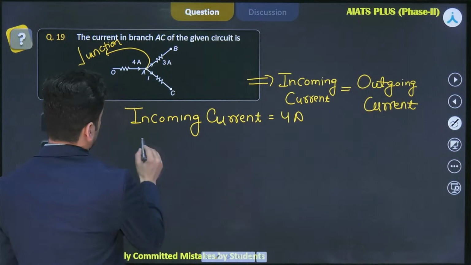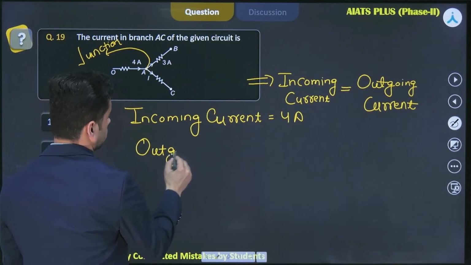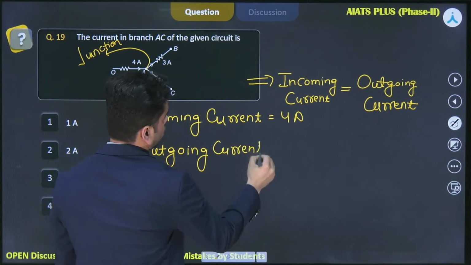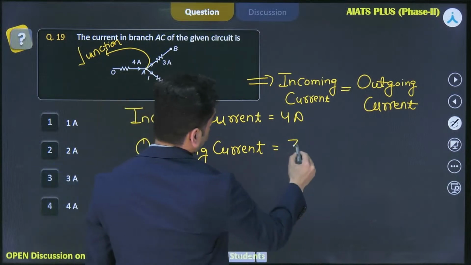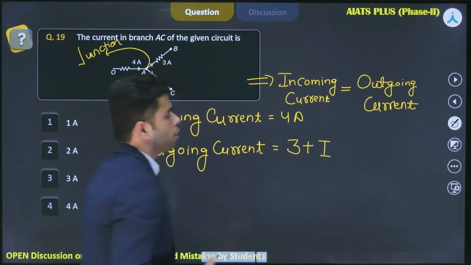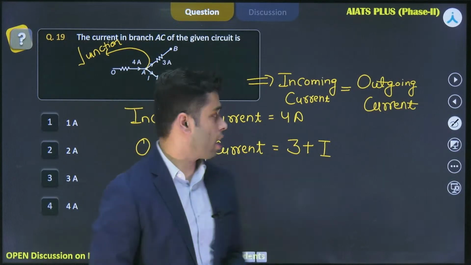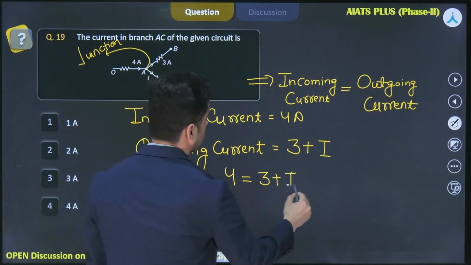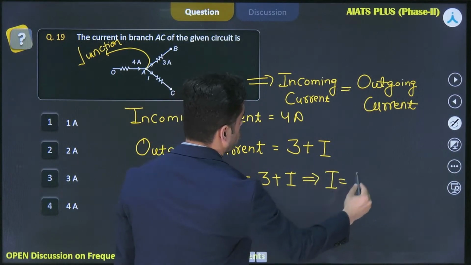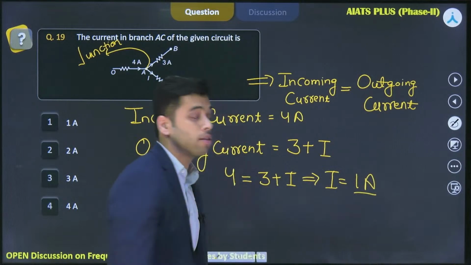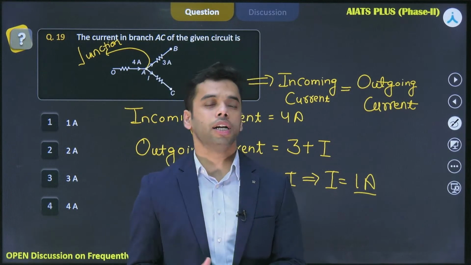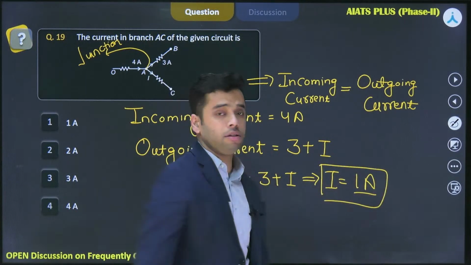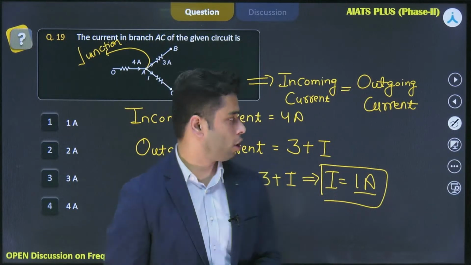Okay, someone is commenting the answer. Outgoing current at the junction is equal to 3 plus I. So according to the junction law, or from charge conservation, I can write that 4 should be equal to 3 plus I, which means that the value of I should be equal to 1 ampere. That means the current in the branch AC of the circuit is 1 ampere. It's a simple problem, just the basic application of Kirchhoff's junction law, and you are good to go.